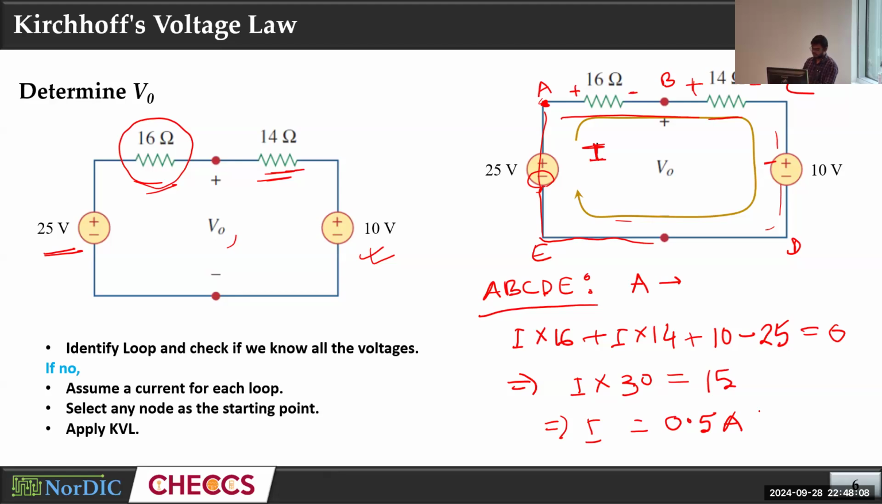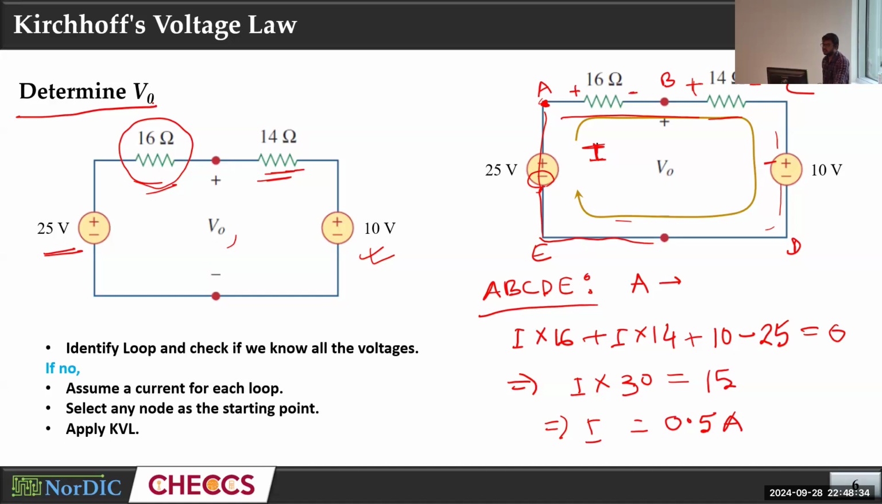This is the most difficult thing for this problem, right? Writing the KVL. If you can write the KVL correctly, you can just solve the simple equation and find the answer. So is that clear to this point? Now you can look at the problem again.